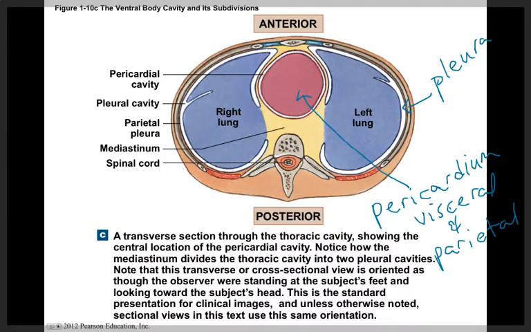If we look at this, we can see the innermost layer in here. That is the visceral portion that's adhered closely to the heart itself, and on the outside, that's more adhered to the outside of the cavity, is the parietal pericardium.